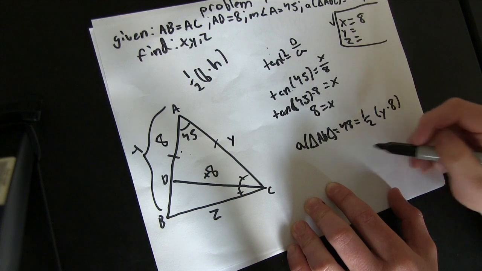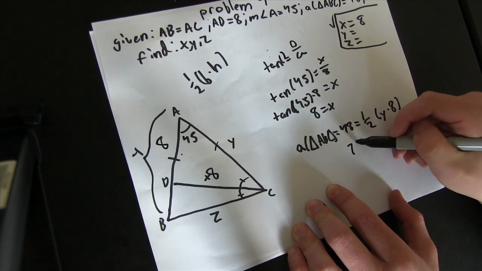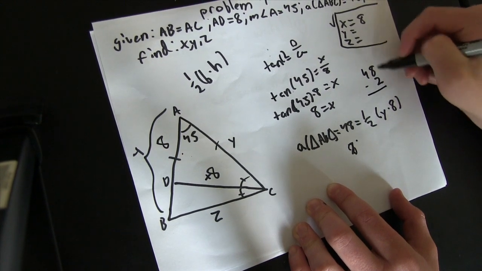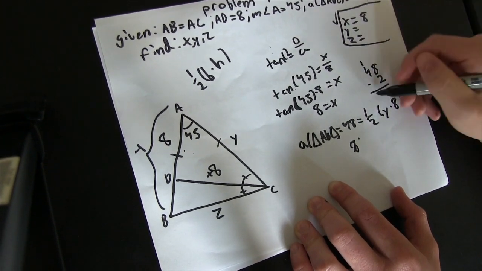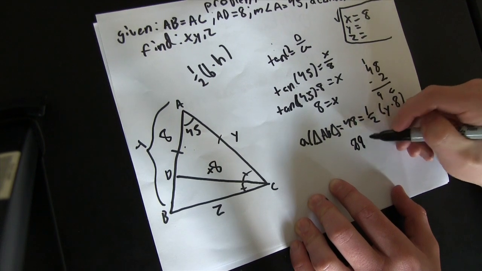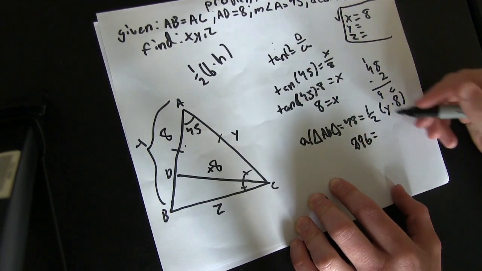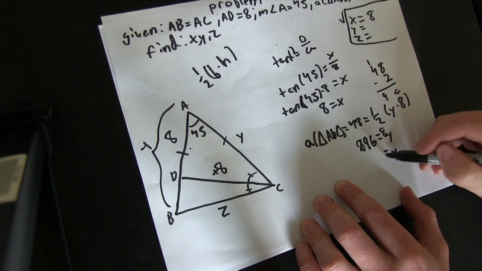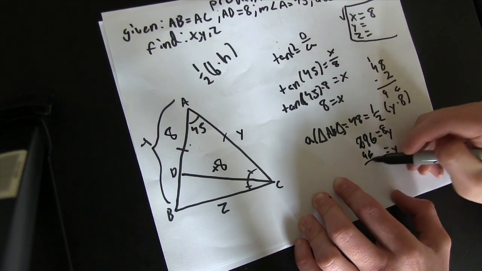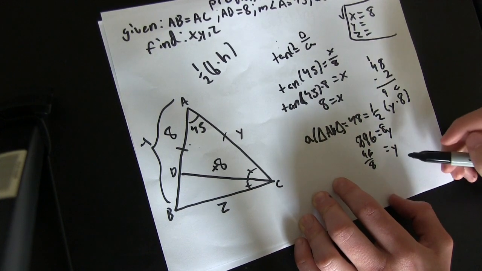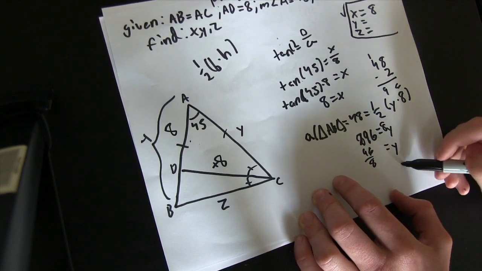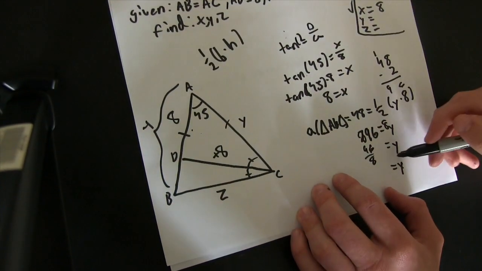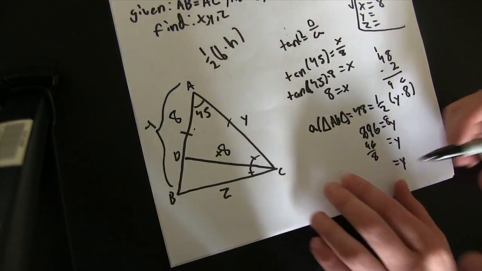So what's 48 times 2? That's 72. Oh, wait, no, that's not 72. Whoops. We're going to just do it out. It's 96. This is why you should always remember to do it out. 96 is 8y. y is equal to 96 over 8, which is y equals 12.